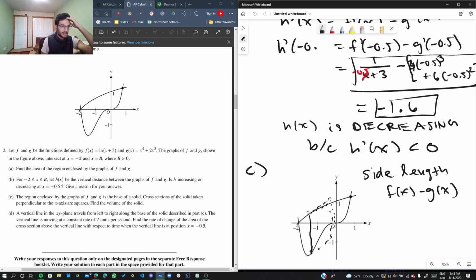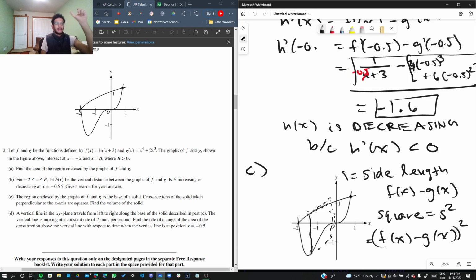And then the squares, the side length squared. So I'm just going to say this is s, this is going to be s squared. And then what's our side? Our side length is f of x minus g of x. So then now we just square that. And then now we're going to add all those squares together by taking the integral.